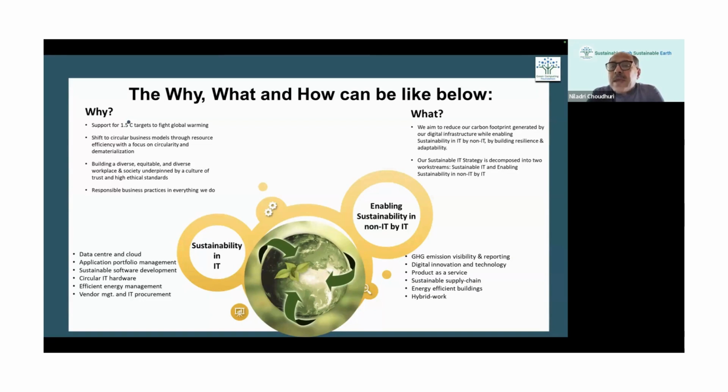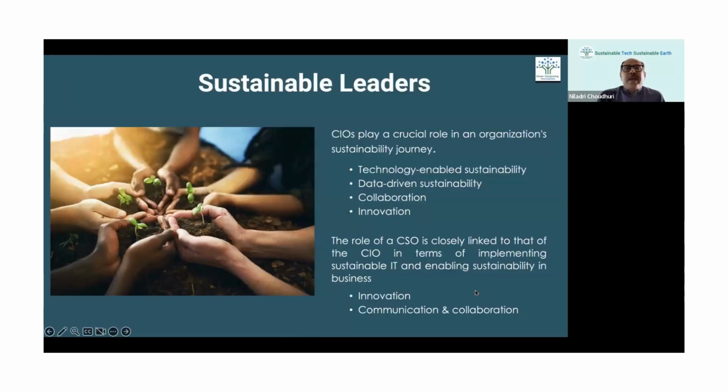What we aim to do is reduce our carbon footprint generated by our digital infrastructure while enabling sustainability in IT, by non-IT, by building resilience and adaptability. Our sustainable IT strategy is decomposed into 2 work streams: sustainable IT and enabling sustainability in non-IT by IT. So we are talking about data center and cloud, application portfolio, all those that we talked about in the puzzle pieces. And we are talking about GHG emission visibility and reporting, digital innovation, technology, product as a service, and so on.